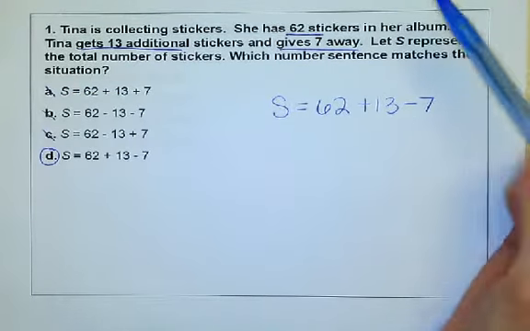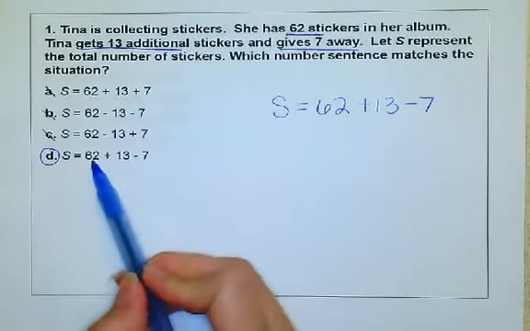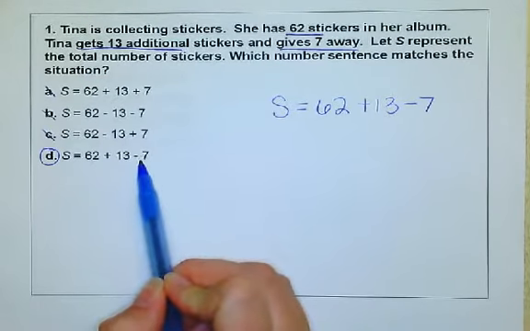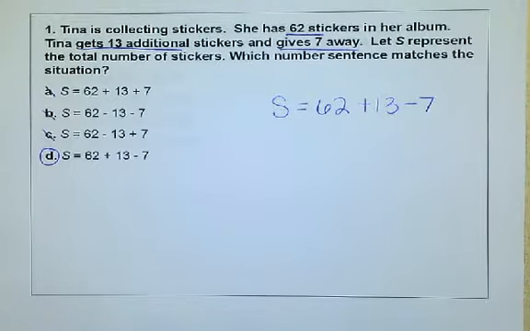And again, I'm going to check my work. She has 62 stickers. She gets 13 additional stickers, and she gives 7 away. So that makes sense.